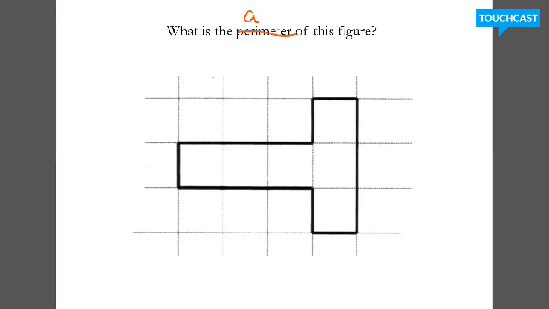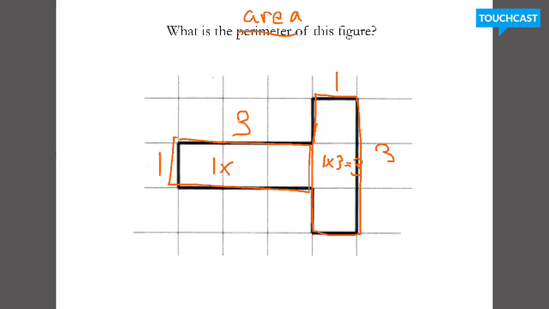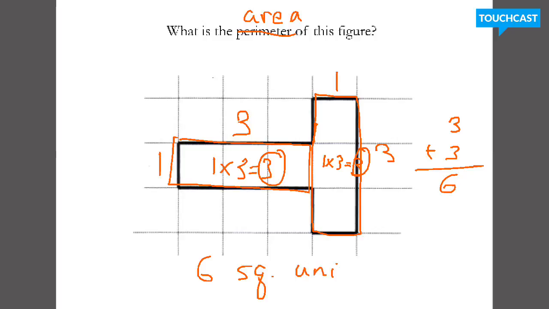The harder way, so this is still calculating the area, was to split into two rectangles. I could have done it like this. Okay? So this rectangle is 1 by 3. So that's 1 times 3 equals 3. And this rectangle here is also 1 by 3. 1 times 3 equals 3. And the area of 3 plus 3 would equal 6 square units. So either way, I had my answer.